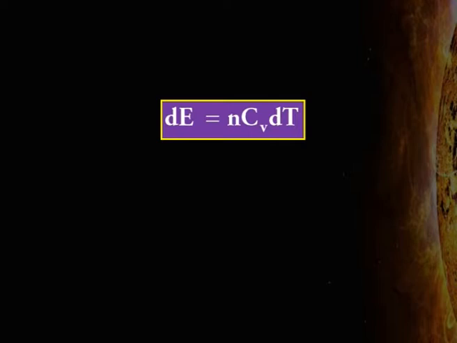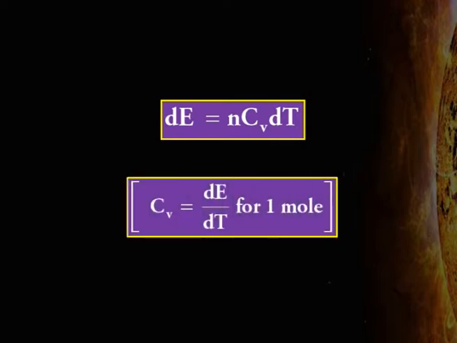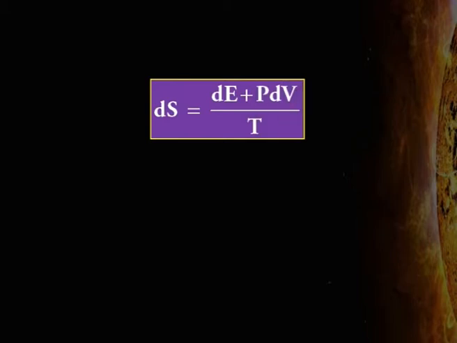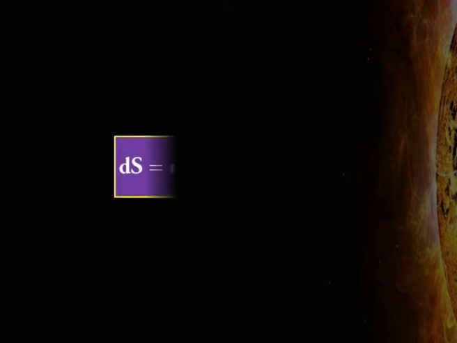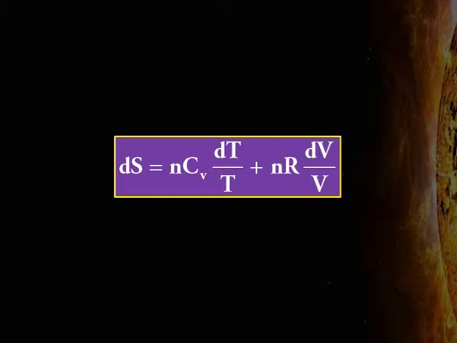You also know that dE is equal to nCv dT. Here Cv is the molar heat capacity of the gas at constant volume. Substituting this value in the equation dS is equal to (dE plus PdV) divided by T, we will have dS equal to nCv dT plus nRT divided by V dV, divided by absolute temperature, that is T. Or we can say that dS is equal to nCv dT divided by T plus nR dV divided by V.